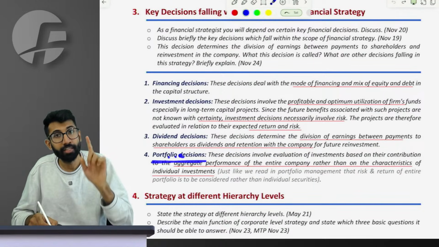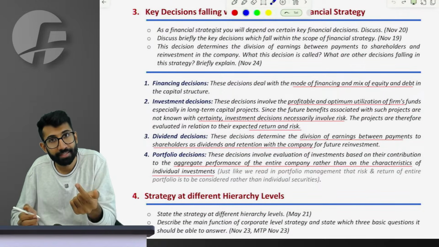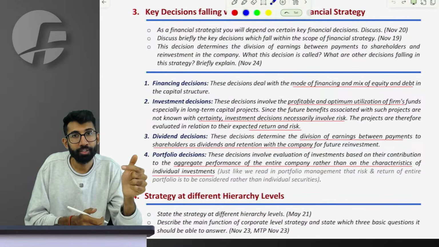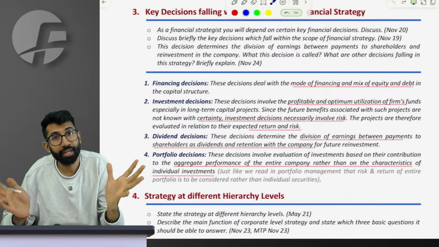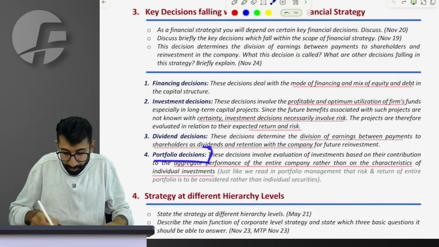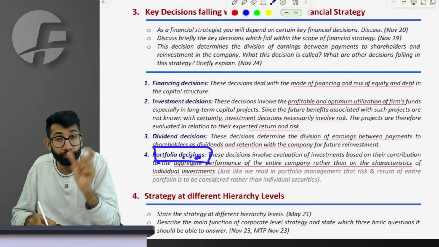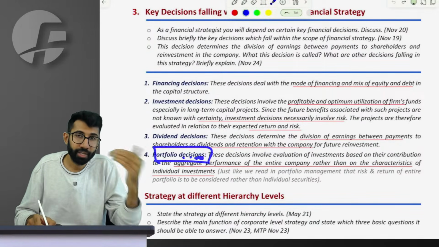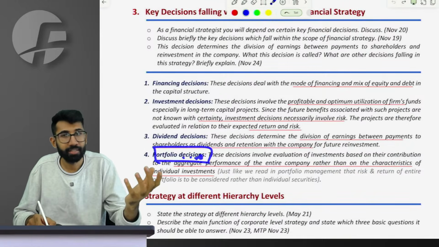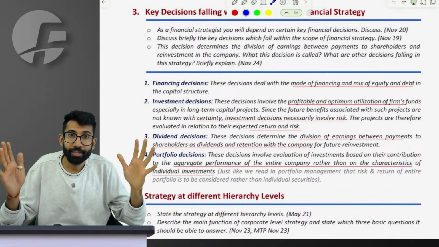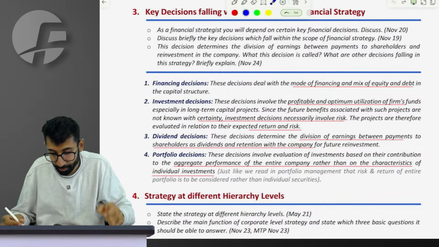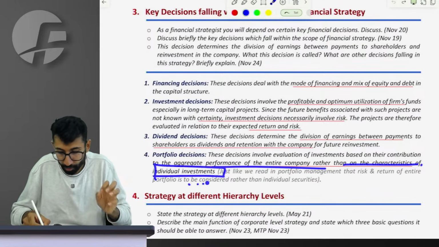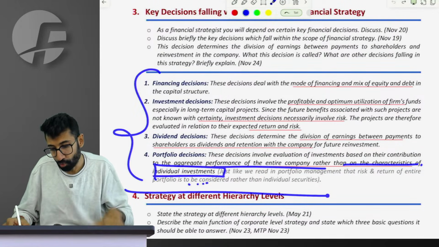Portfolio decision says, in portfolio management, do you agree? I said once you create a portfolio, don't look at the risk and return at individual security level. Rather, return and risk are to be looked at at a portfolio level, which is why when you are a company, you invest in different portfolios, not of securities, but of capital projects. Capital project A, B, telecom business, that business. So you will have to evaluate your company at a portfolio level, not individual business level. Performance of the entire company rather than the characteristic of individual investment is to be looked at. These are the decisions that you have to take.